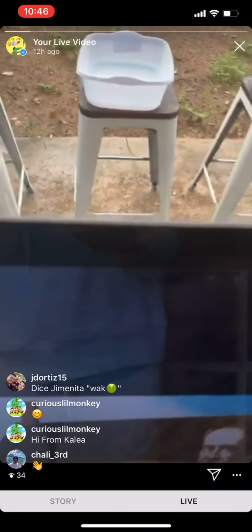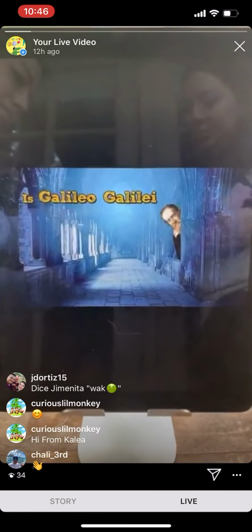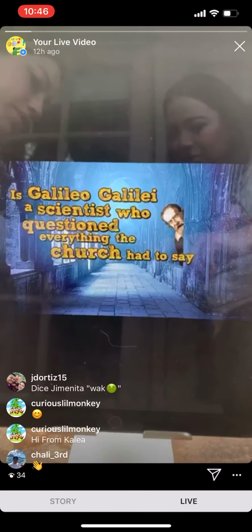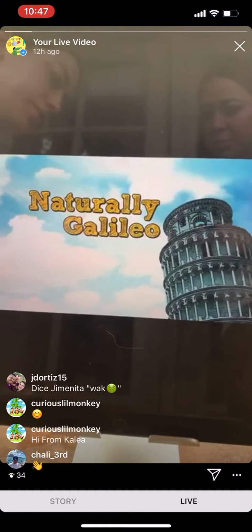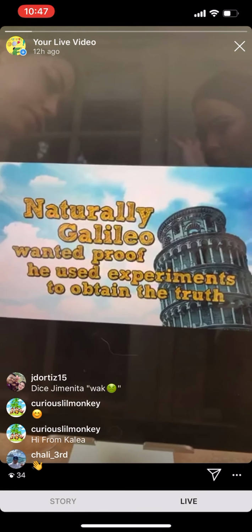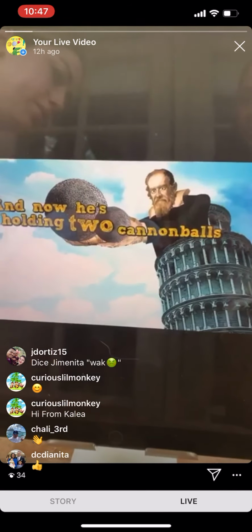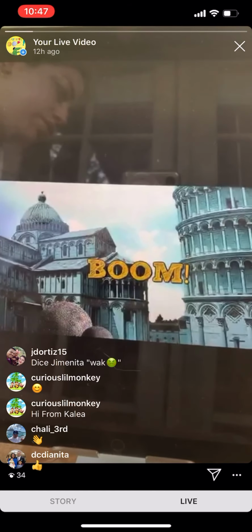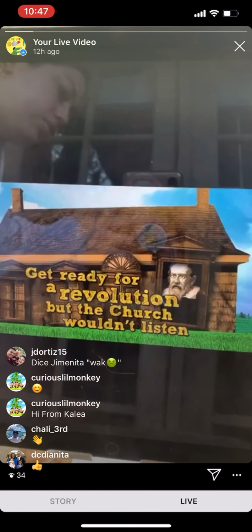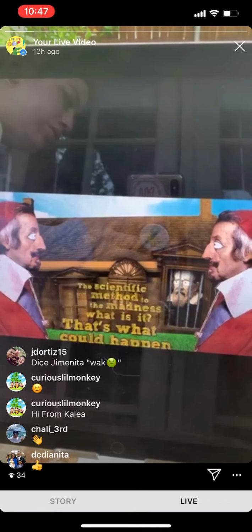This is Galileo Galilei, a.k.a. double G, Mamma Mia. Live from the Tower of Pisa, grab a piece of pizza, the 17th century feature. It's Galileo Galilei, a scientist who questioned everything the church had to say. Like, well, how's about gravity? Do you think a heavy object will fall rapidly? Naturally, Galileo wanted proof. He used experiments to obtain the truth. So if I drop these cannonballs at the same time, they'll fall at the same time. Arrivederci. And now he's holding 2 cannonballs, dropped from the top, and both of them should land at the same moment, though one was heavier. Boom! Proof gravity's constant, get ready for a revolution. But the church wouldn't listen, and later he was locked up by the Inquisition. That's what can happen when you make a commitment, the scientific method to the madness.